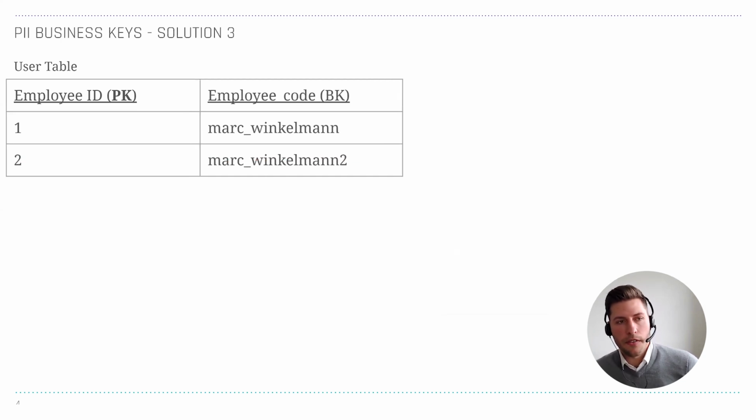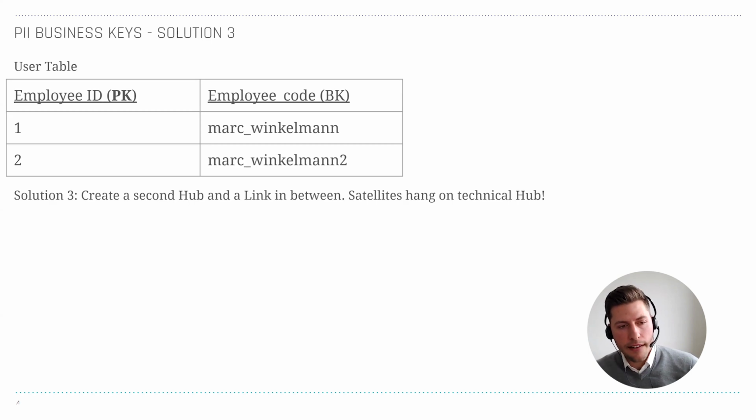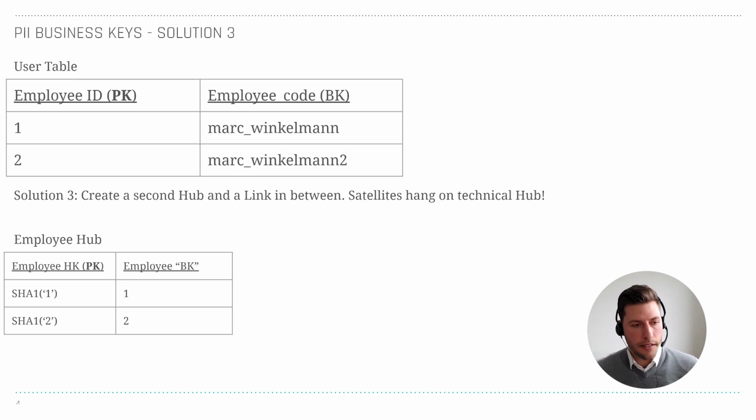All right. Solution number 3 is a bit more scalable, a bit more flexible, but you also create more entities. Here we split the technical IDs and the business keys into 2 separate hubs. So also here, again, a reminder that the satellites need to hang on the technical hubs, right? The additional hub where we store the real business keys is only kind of a mapping, so that we are able to map a business key to the technical ID, but the data needs to hang on the technical ID. So that means we have one employee hub here with the technical IDs.